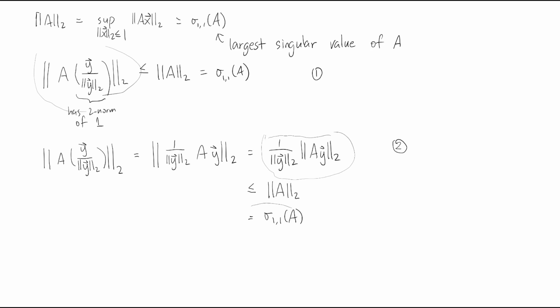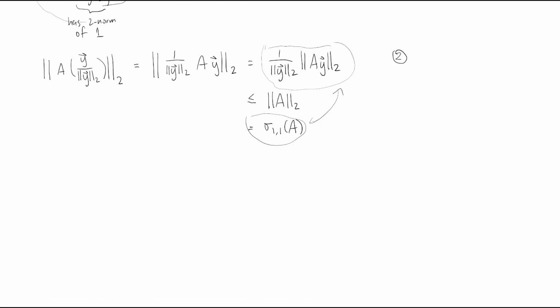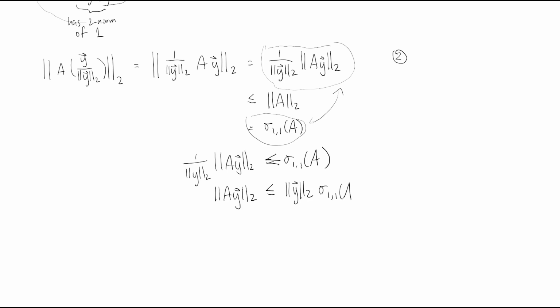So now taking these two parts together, we're going to rearrange. So we have 1 over the 2 norm of y, times the 2 norm of ay, equals sigma 1 1 of A. And by rearranging, we get that when you take any vector y multiplied by A, its 2 norm should always be less than or equal to the 2 norm of y times sigma 1 1 of A.